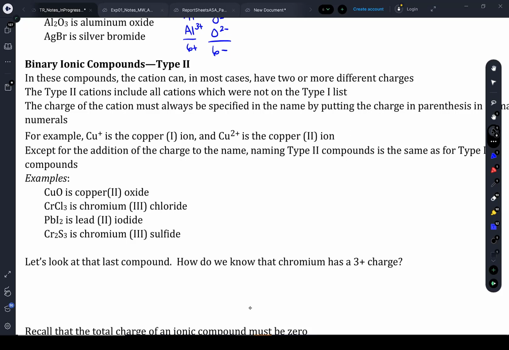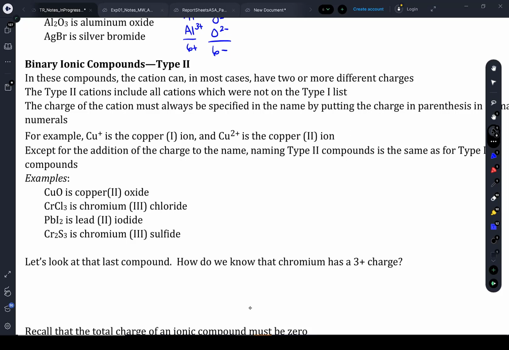Why is it called copper 2 oxide? Yeah, exactly. You have to look at two pieces of information. Number one, the charges must add up to 0. And the oxygen must be 2 minus. So by default, copper must be 2 plus, right? To cancel out the 2 minus. Chromium 3 chloride, because the 3 chlorines are each -1, so the chromium must be +3. Does that make sense down here for chromium 3 sulfide?